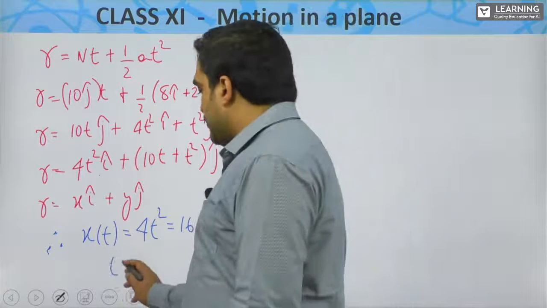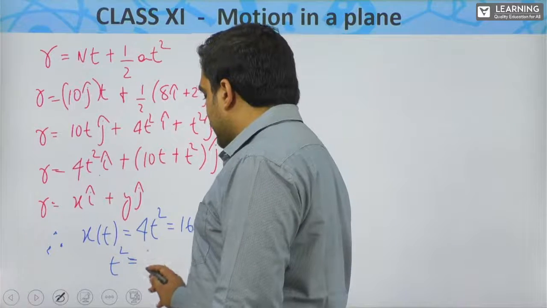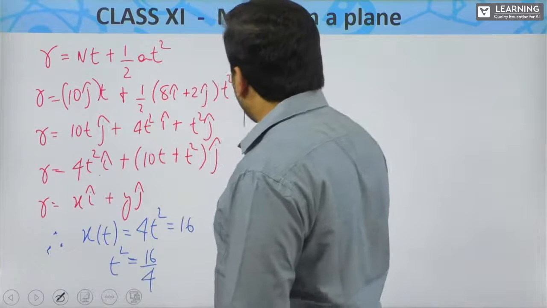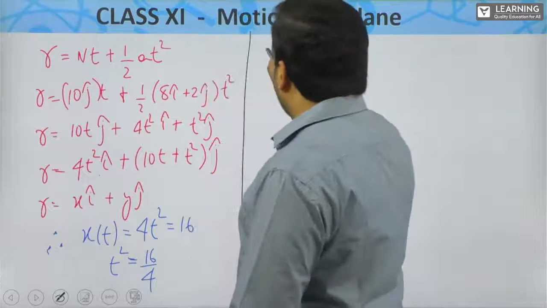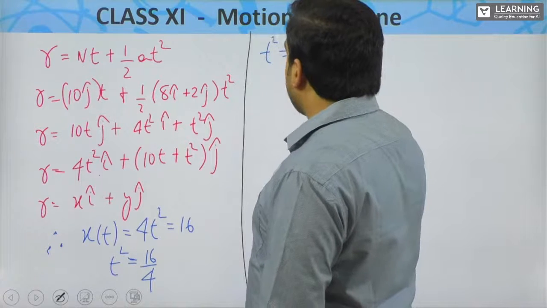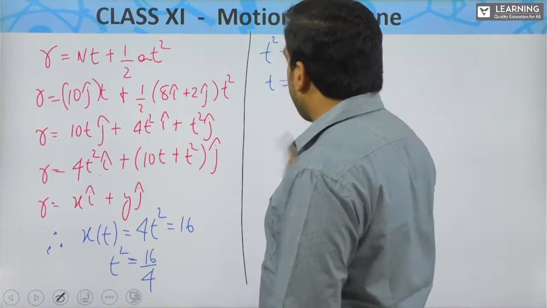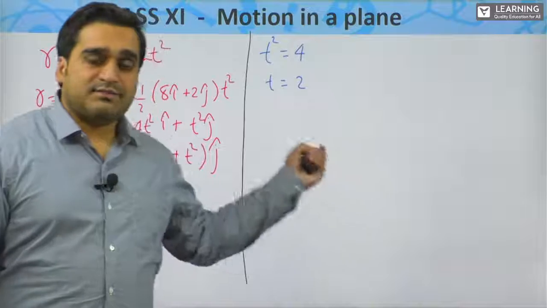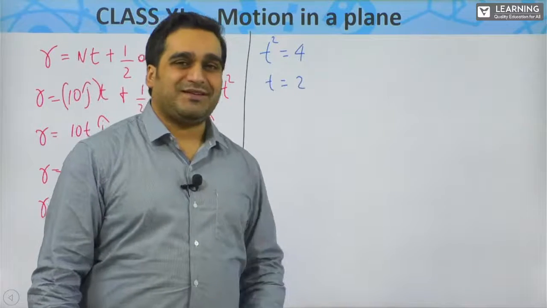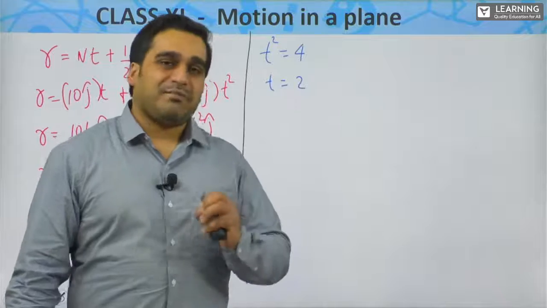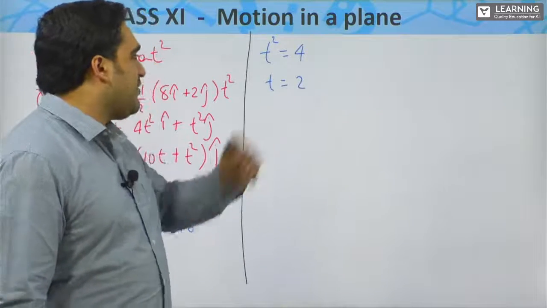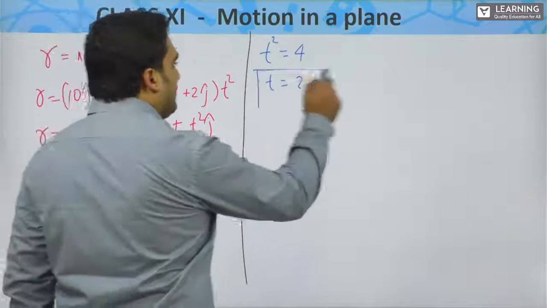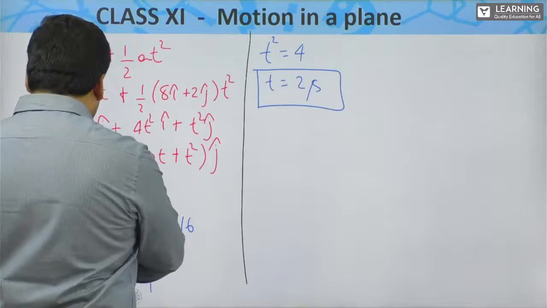And then you get t square is equal to 16 by 4, then t square is equal to 4, which gives t equals 2. You get plus or minus 2, but we don't need a minus in this case because time is a scalar quantity. So you do not need a plus or a minus, just the magnitude will be sufficient. So time taken would be 2 seconds. So we've determined one part of the question, that is time.